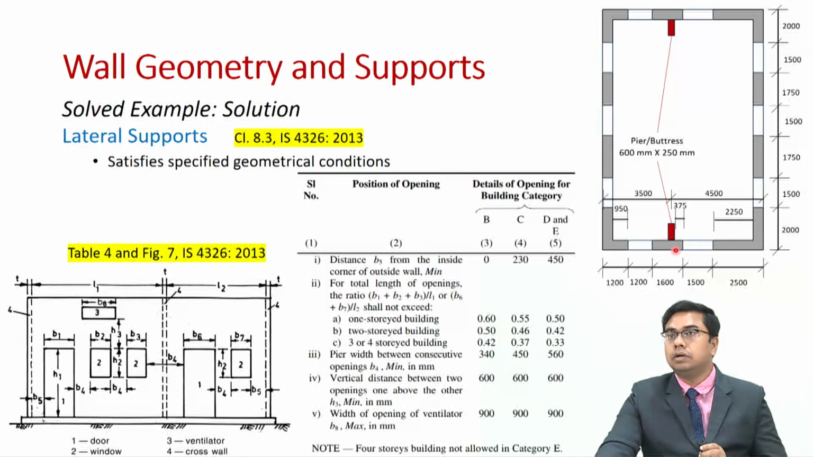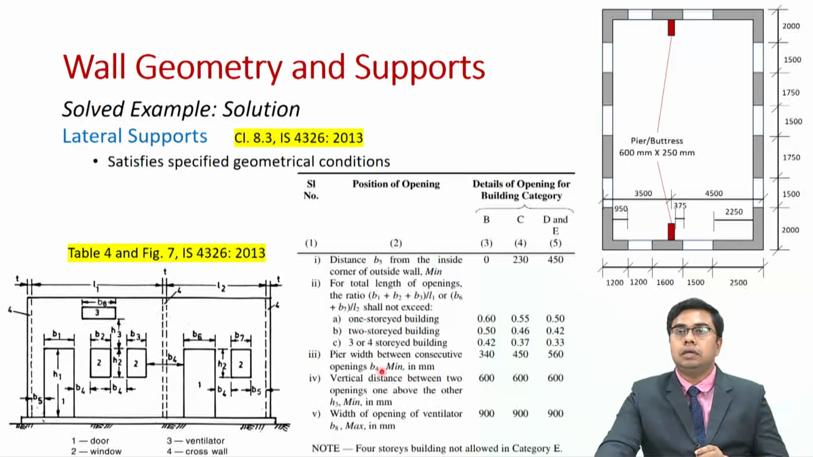Again in this case the total length of openings is 1.5 meters and this is roughly 4,500. So all of these values, both of these values, are actually lower than 0.42, which is all right. Why are we considering 0.42? Because our building is a 2-story building and the building category is D.